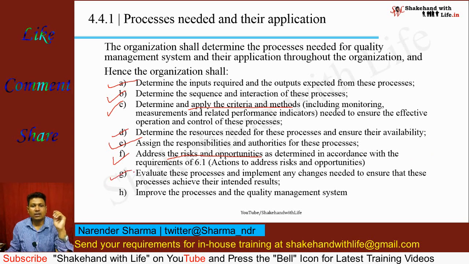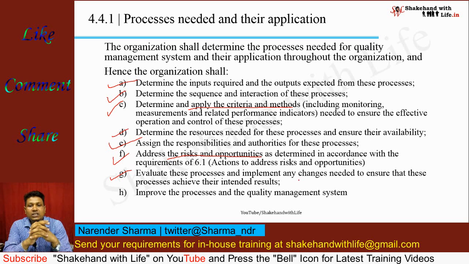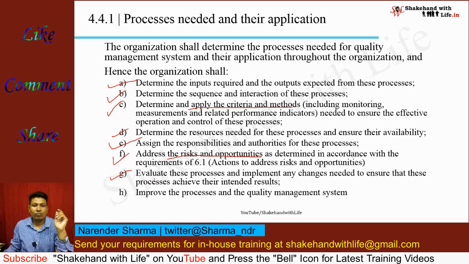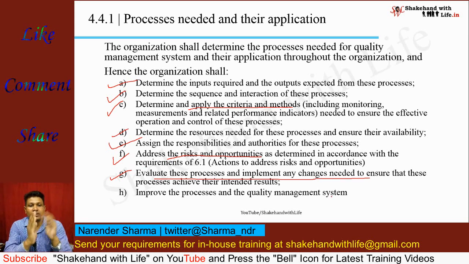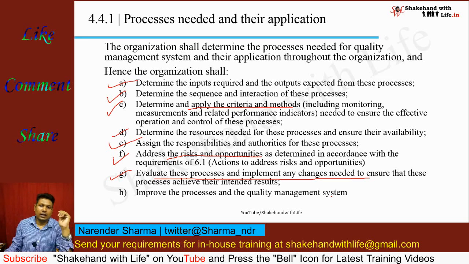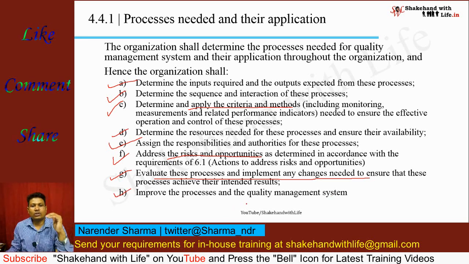The point G says evaluate these processes and implement any changes needed to ensure that these processes achieve their intended results. Evaluate these processes and implement the changes needed to ensure that these processes achieve the planned results or the intended results. And the point H says improve the processes and the quality management system. Improve the processes continuously and so the quality management system.